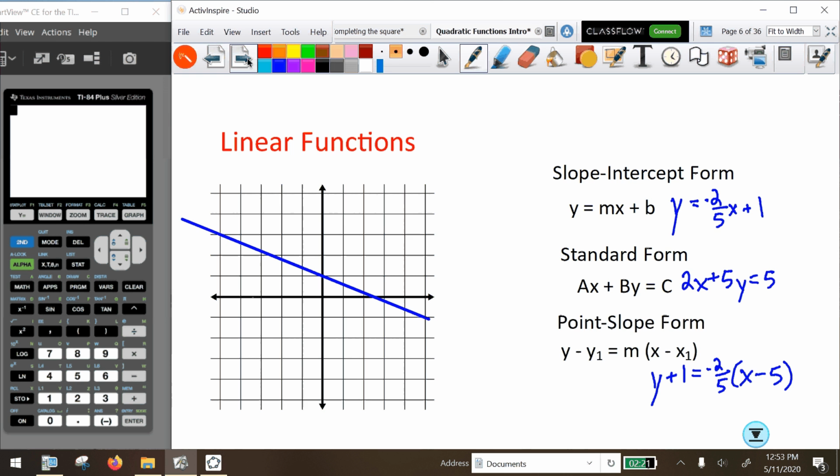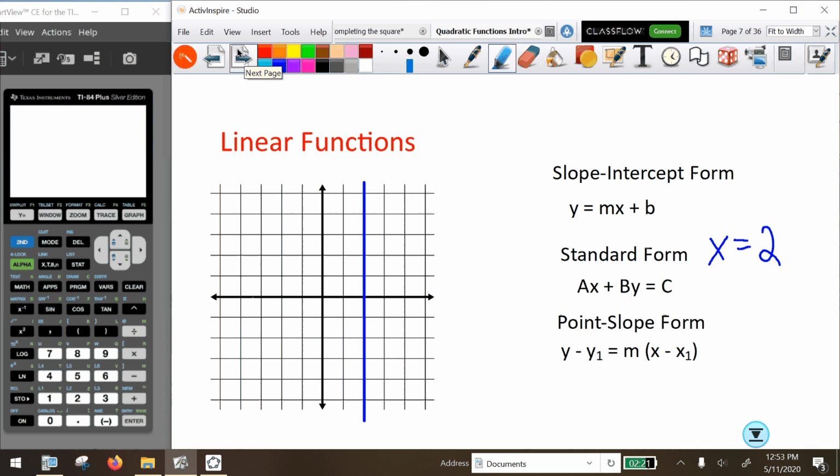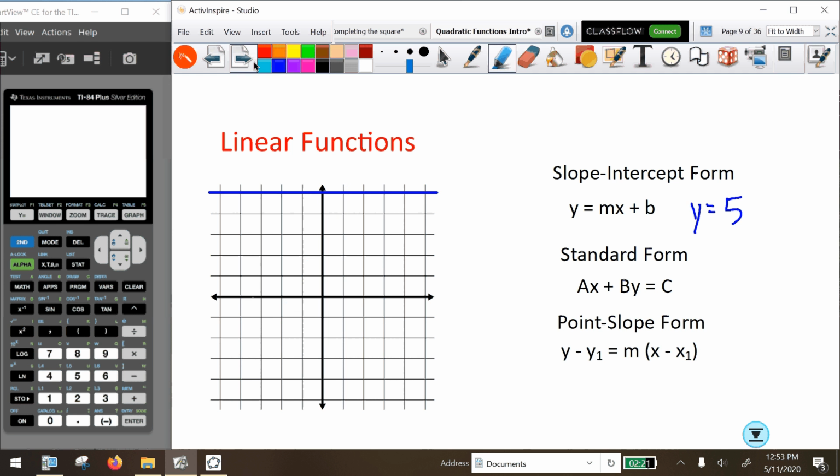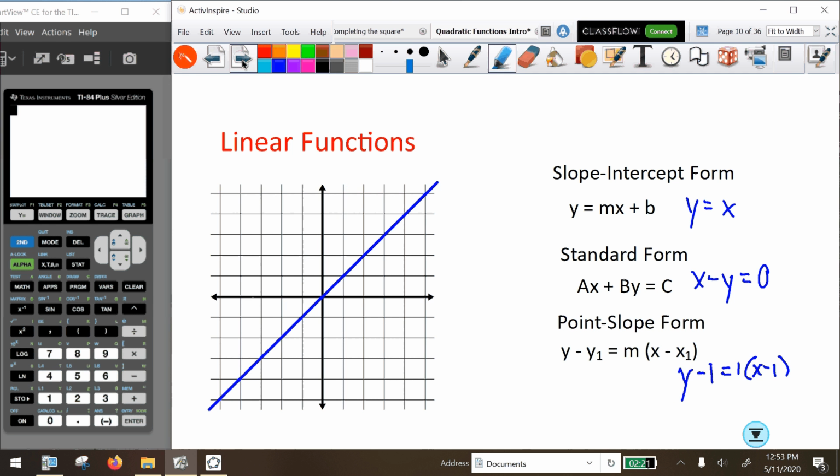So here are a couple lines that I graphed, and I wrote their equations into three forms. This is probably the one we would like to work with, even though they're all equivalent. Here's another line graphed, and it's three equations. Another line graphed for you.